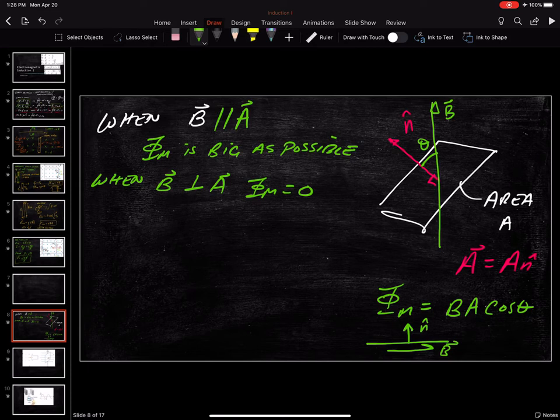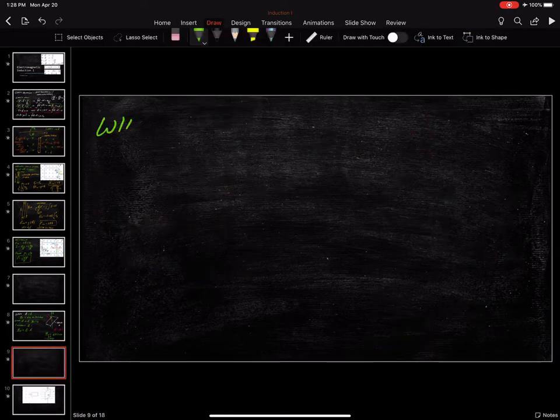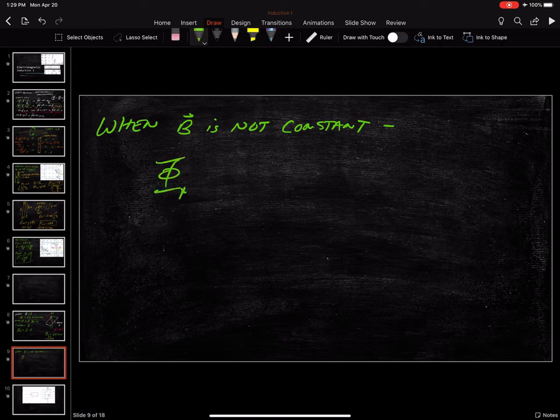And so in general, you get this. For a constant B, phi magnetic is B times A times cosine theta, but that's the same as B dot A. Moreover, I hope you remember that in the situation in which B was not constant, in order to figure out the magnetic flux, we had to integrate B dot dA over this surface, over the area. So this is a surface integral over the area.